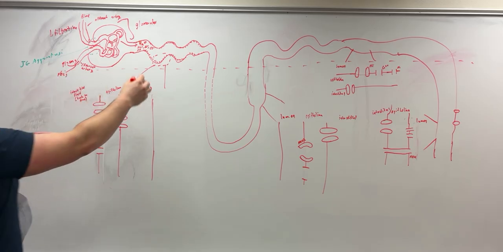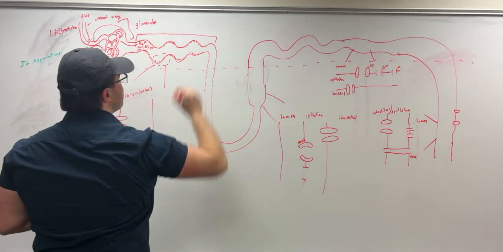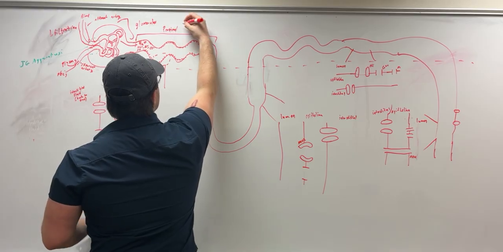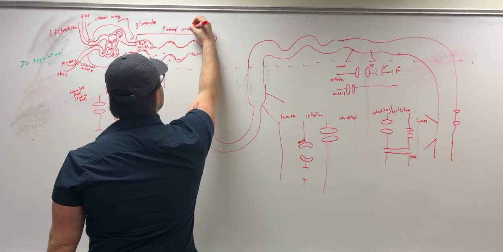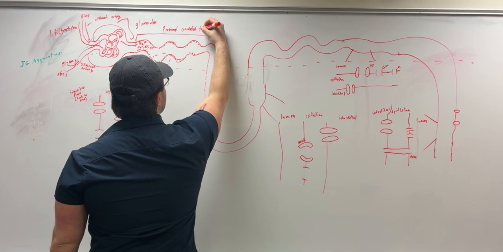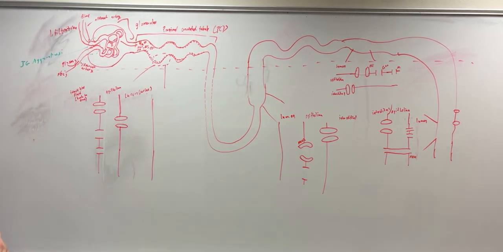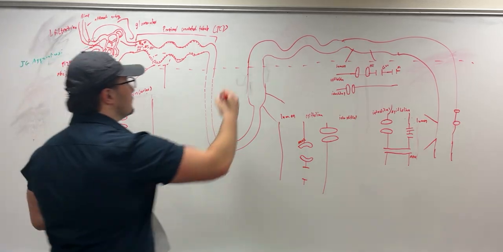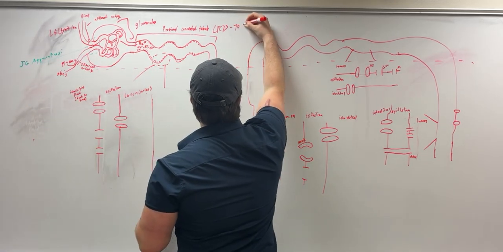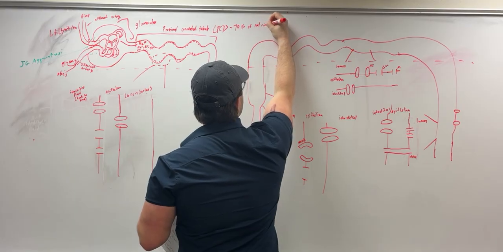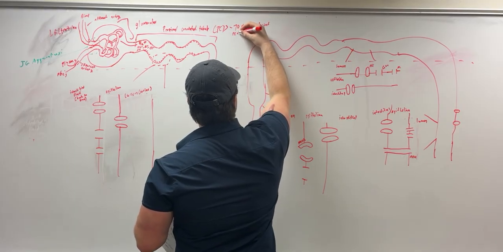So what's this next section that it's going into? This is going to be our proximal convoluted tubule, which gets shortened to PCT for a while. So that's this next segment. We're still in the renal cortex. And the big thing that I want you to remember about the proximal convoluted tubule is that this is going to be about 70% of nutrient reabsorption.